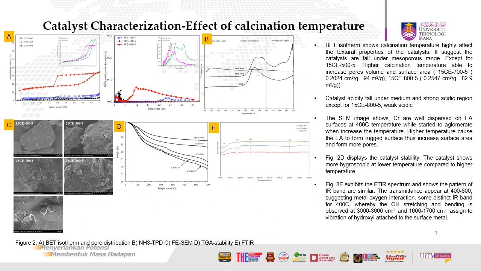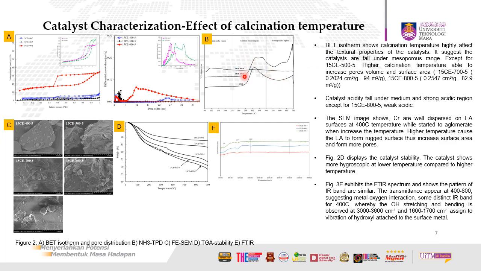In this slide, we will discuss on the catalyst characterization, which is effect of calcination temperature. As we can see from the BET analysis, the textural property shows that at higher calcination temperature, it tends to produce more porous material and develop more pores. This is supported by the SEM image, whereby the image shows that there are many rocks appearing on the surface of the catalyst.